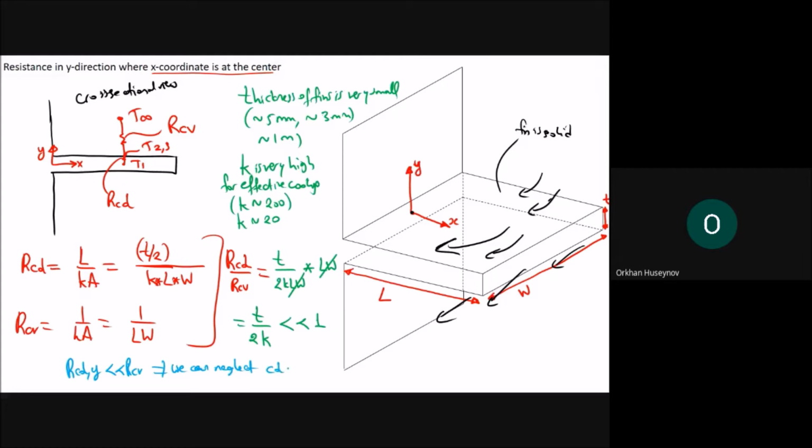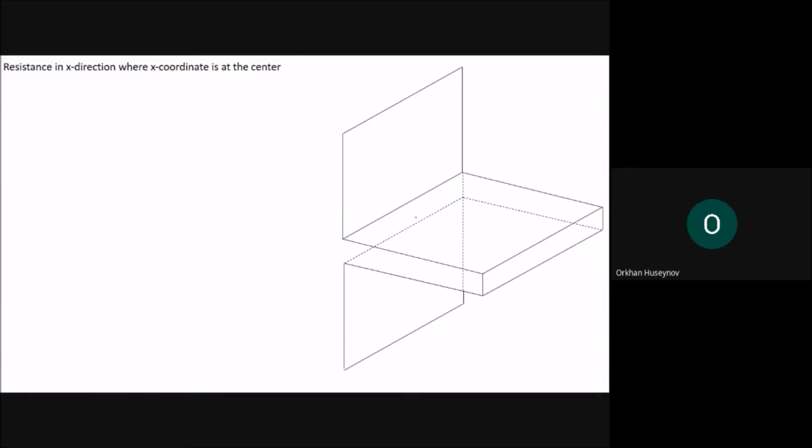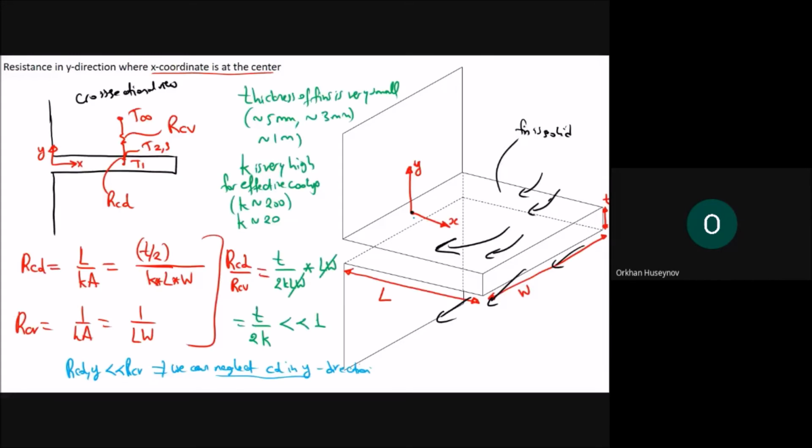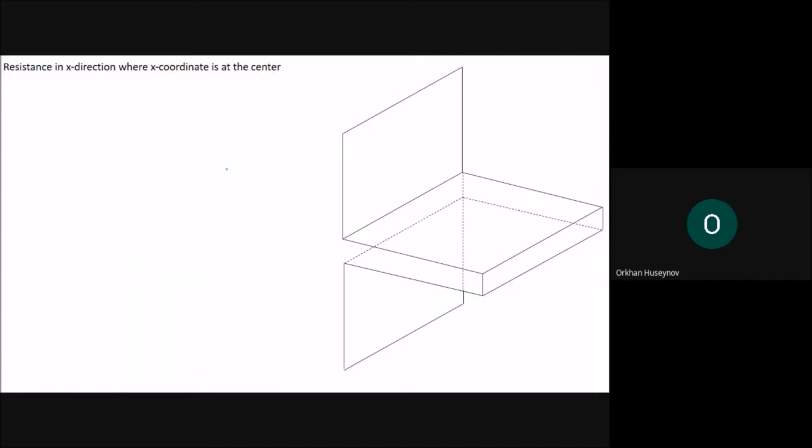And therefore we can neglect the conduction in Y direction. Since the Y direction resistance is much smaller than the convection around the fin here, we can neglect the CD in Y direction. What happens is that you will have the dominant effect, which is the X direction, as we have said at the beginning of the lecture. You can do a similar analysis here and look for the resistance in X direction, and also compare the values of the CD and the CV.